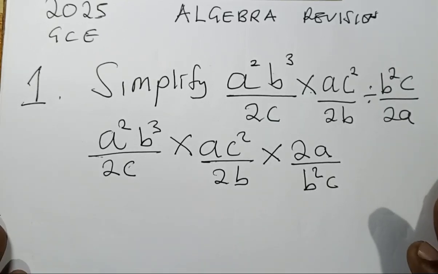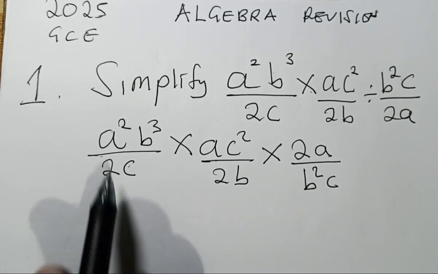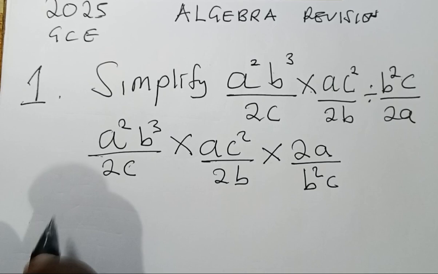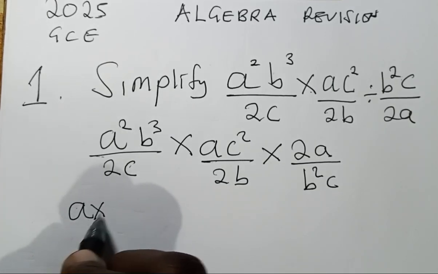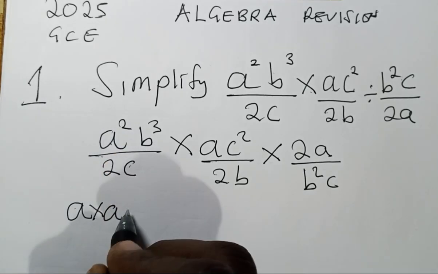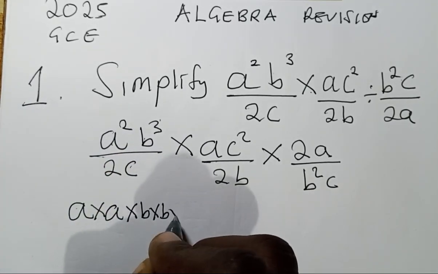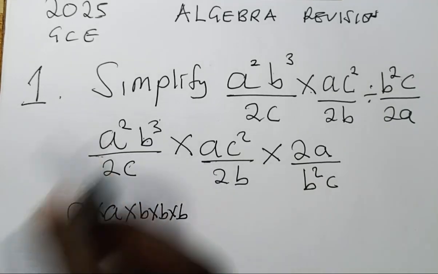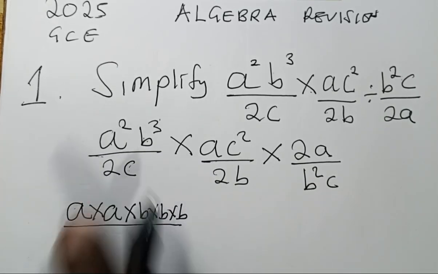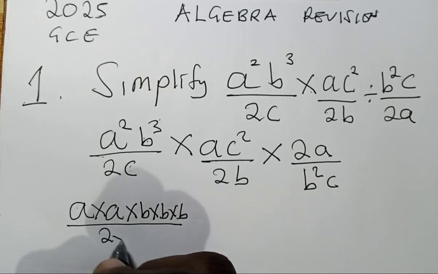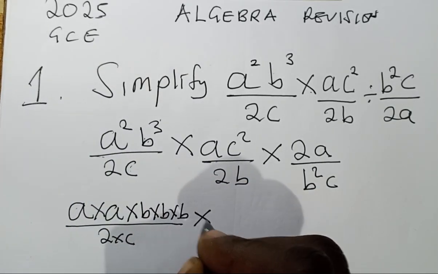Okay, so what I'm going to do here is expand each fraction. So we have a power 2. This means we have a multiplied by a. That's a power 2. Multiplied by b power 3, which simply means b multiplied by b multiplied by b. It means you multiply b 3 times. Then you divide by 2c, which means 2 times c. We are done with this one. This is what we do when you have a multiplication sign.